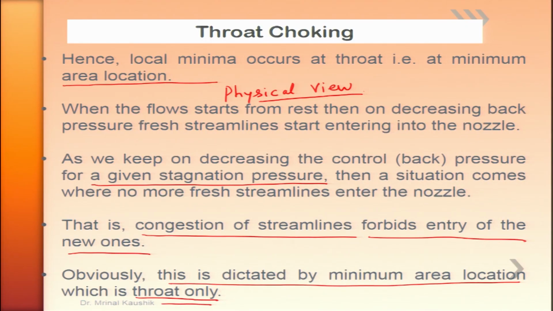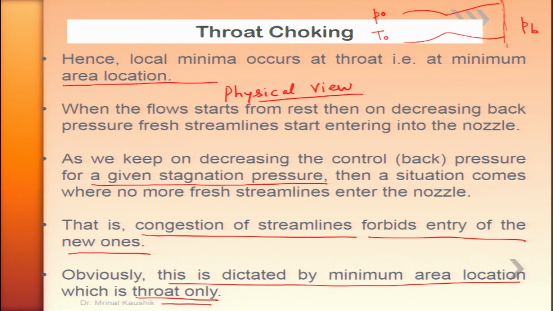And why does it happen only at the throat? To understand this physically, please see that whenever flow takes place through a convergent divergent nozzle, something like this, and you start controlling the back pressure here, let us denote it PB, for a given stagnation pressure and stagnation temperature, initially there is no flow, as if this exit is covered by a plate.